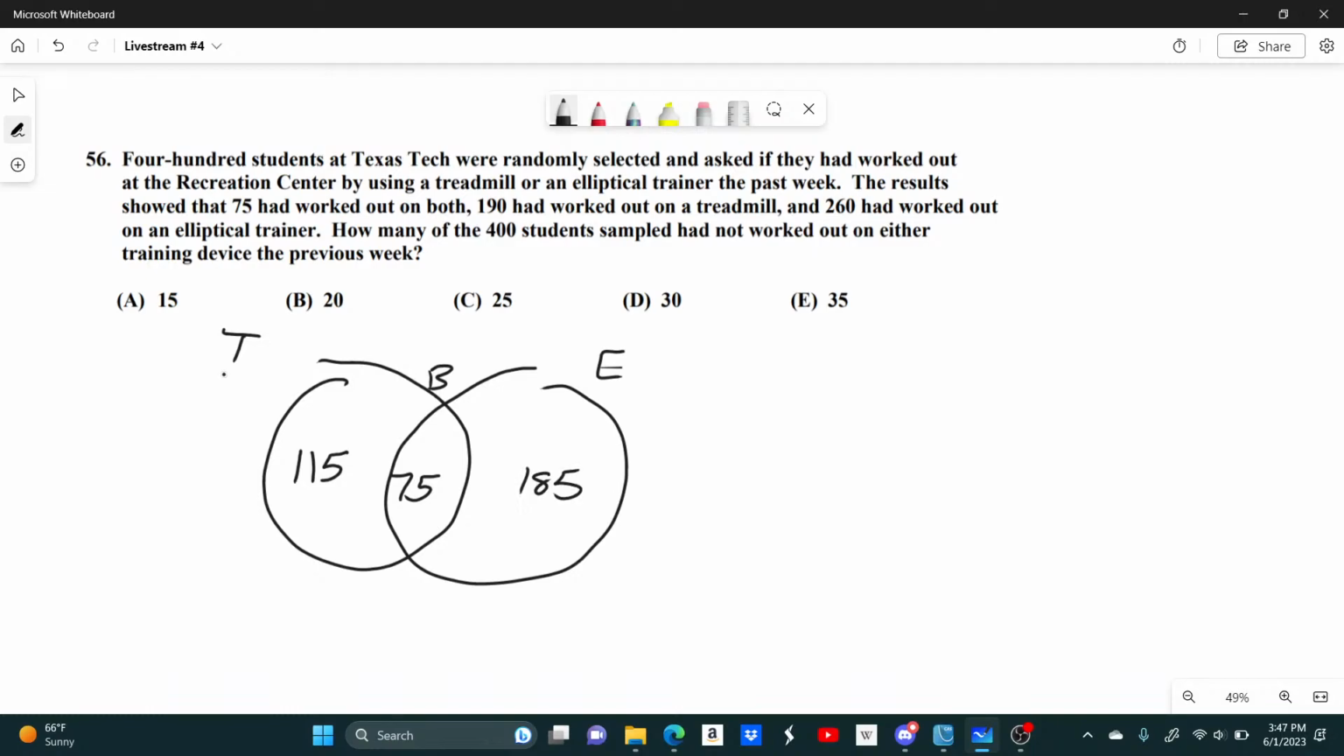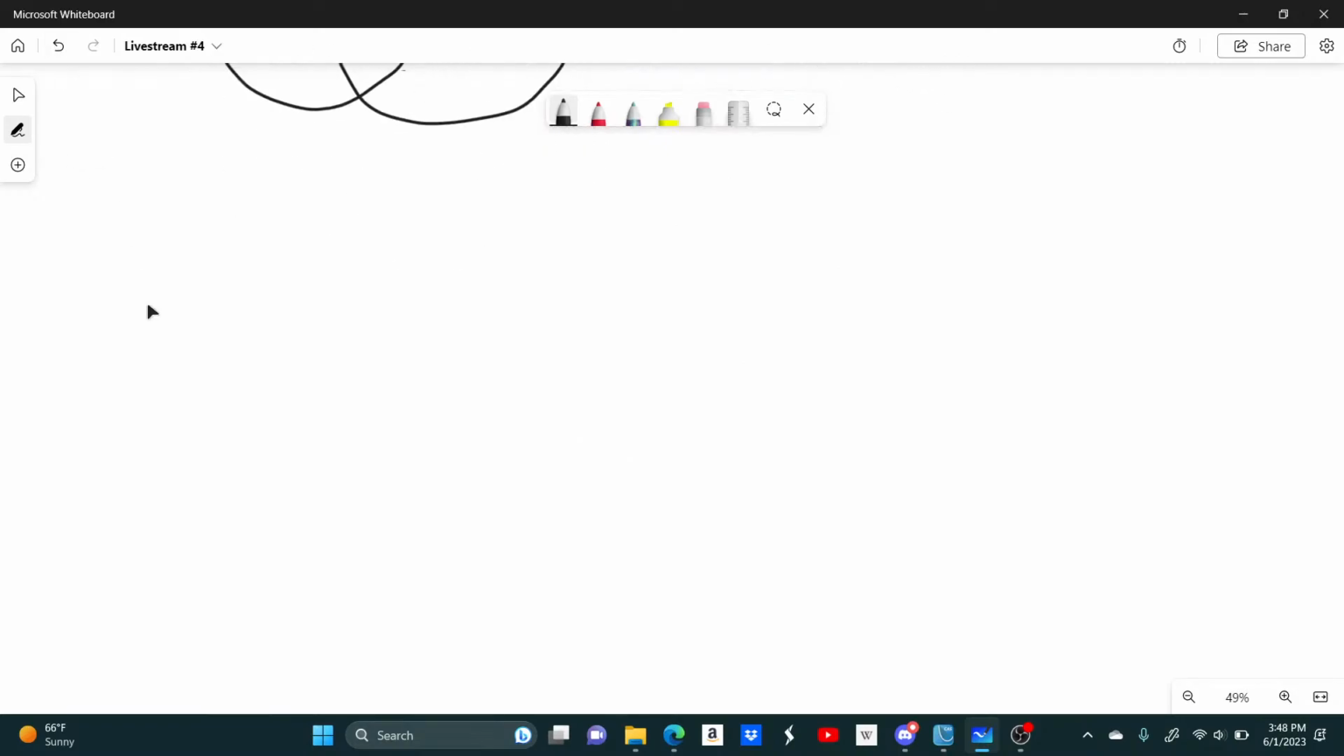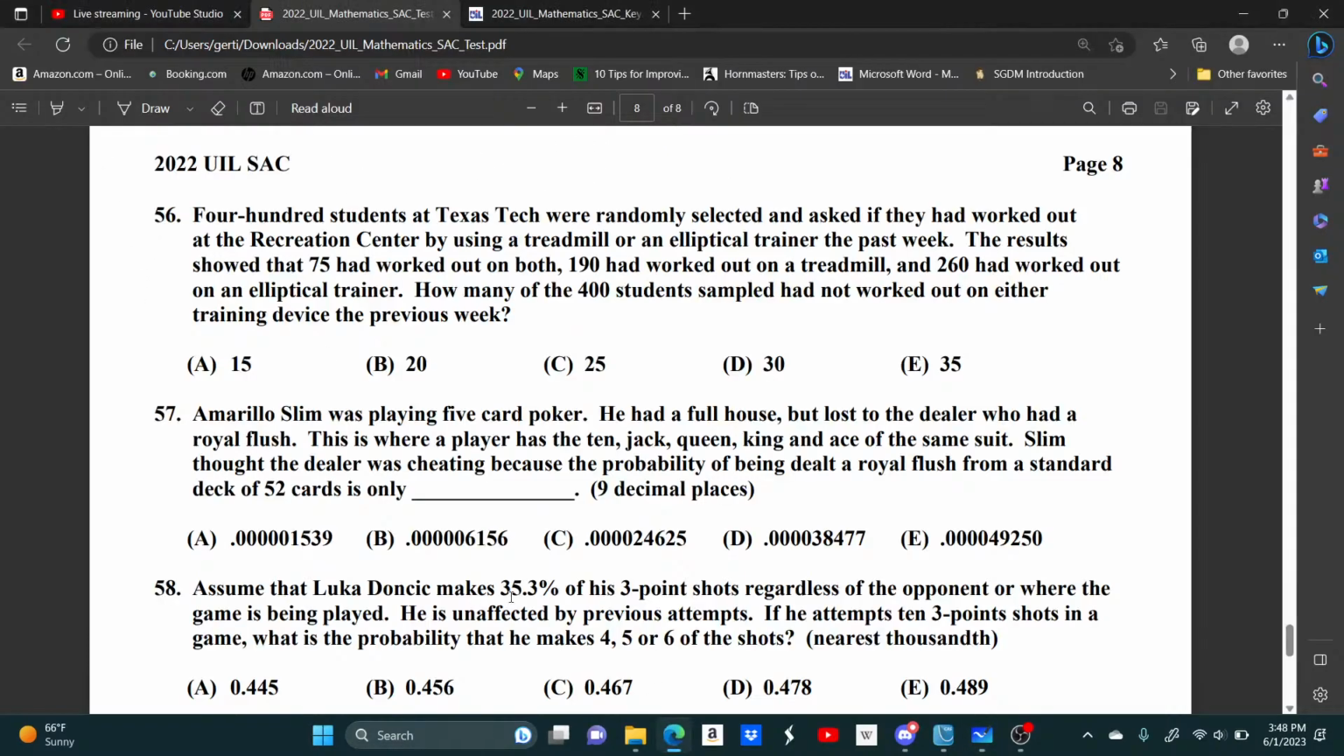So that's 185. So how many of the 400 students sampled had not worked out on either? Well, how many had worked out on one, the other, or both? So that's just the sum of these three. So 375 people had actually used one. I should say at least one. Right? And so how many people used none? Well, it's just 400 minus that, which is 25. Right. Almost there.